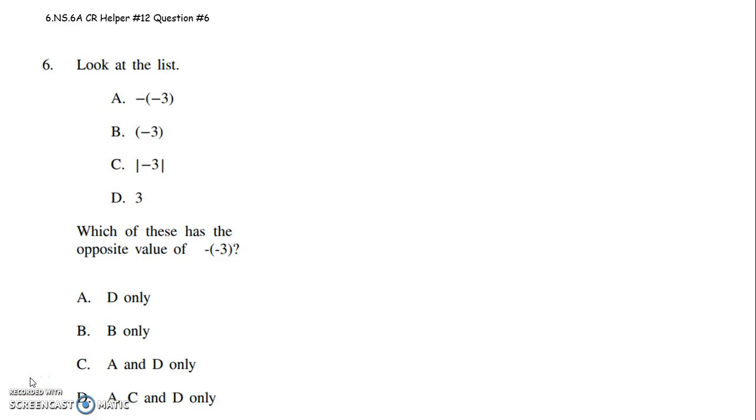All right, 7th graders, this is to help you with question 6 on CR 12. It says to look at the list, and they give you numbers in various forms. A is the opposite of a -3, letter B is -3, letter C is the absolute value of -3, and letter D is 3. Okay, those aren't your answers. That's just the list. Sometimes kids jump to, oh, I'm going to circle one of these. Okay, that's not your answers. We haven't even gotten to the question yet.